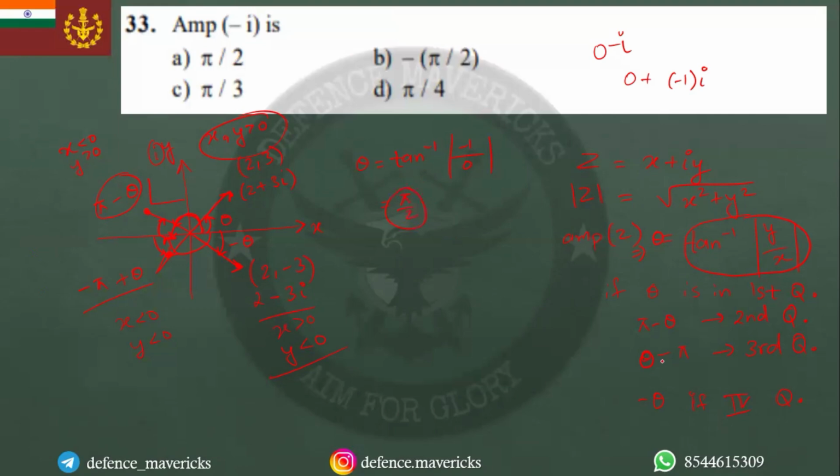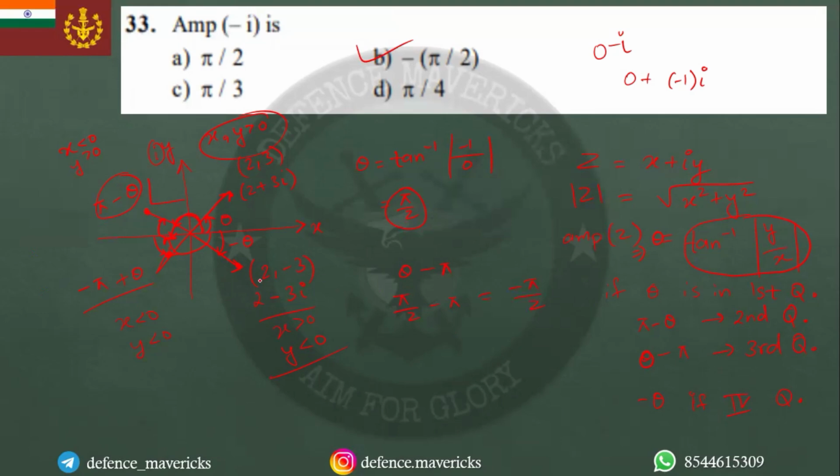Which quadrant is it? Third. Okay, so in the third quadrant, what is the answer? The answer should be theta minus pi, which is pi by 2 minus pi. Theta is this, right? Which is pi by 2 minus pi, that is minus pi by 2. So your answer is minus pi by 2. And always remember that our answer will go from minus pi to pi.